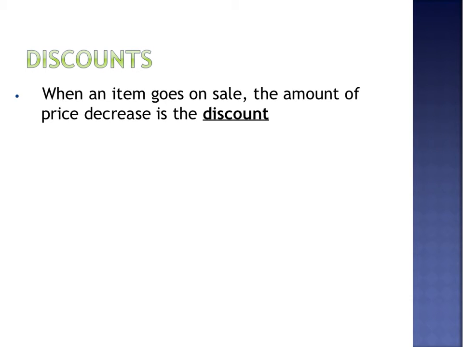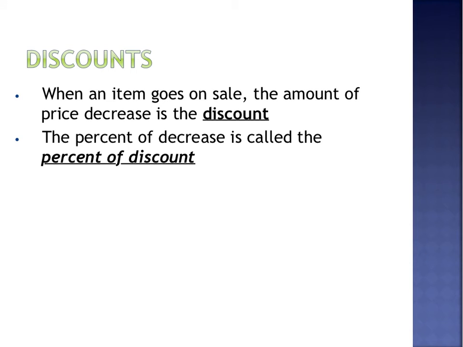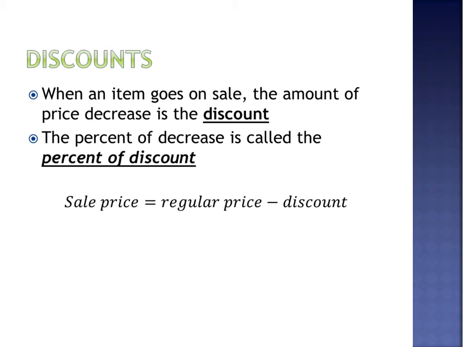Now, just like with markups, stores will sometimes run a sale. When they do a sale, they're generally giving people a discount. When an item goes on sale, the amount of price decrease is what we call the discount, and the percent of decrease is called the percent of discount. So if you see a sale and something is 20% off, our percent of discount is that 20%. We can find the sale price of that object by using the following equation: sale price is equal to the regular price minus our discount.